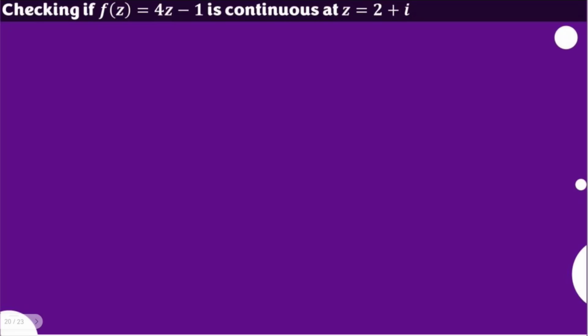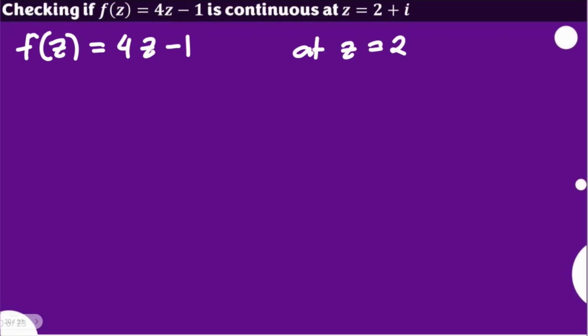For the next 4 videos, which includes this one, we are going to verify whether a given function is continuous at a certain value of z. We have here the first one, a linear function, which is also a complex function: f of z is equal to 4z minus 1. And we are to check if it is continuous at z equal to 2 plus i.